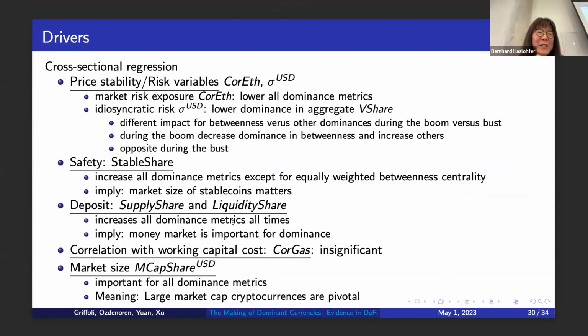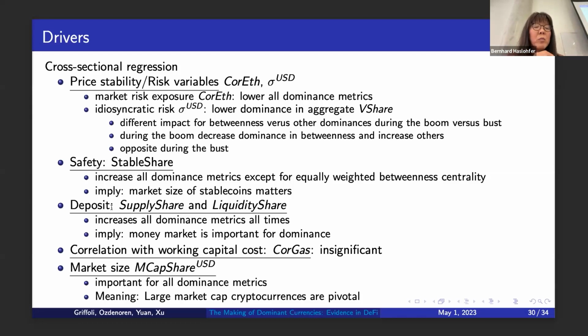This is a cross-section regression, because we have 50 tokens. We have all their characteristics, their risk characteristics, and risk in terms of market risk, idiosyncratic risk, while also in terms of safety. We look at the stable coins, we look at the percentage of market share. So basically how safe it is. And we also look at asset use as a deposit in Aave and Compound. So this is the storage to measure the storage and the money market, the role of money market.